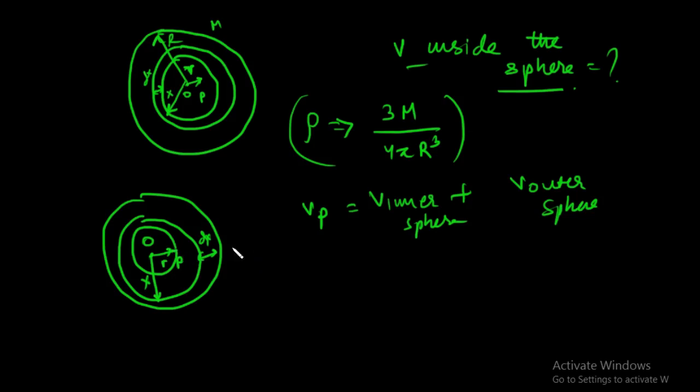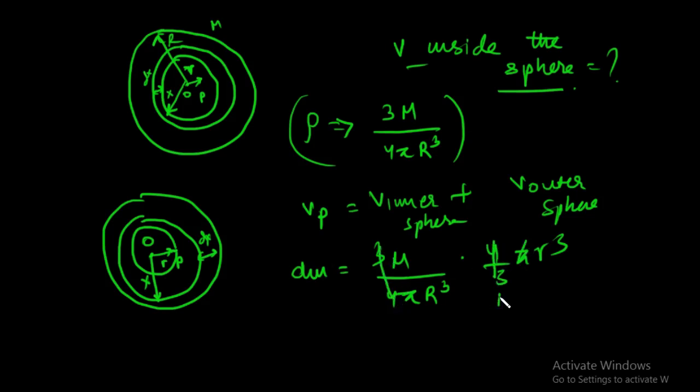First of all, I have to calculate the differential mass of this inner sphere. This inner sphere would amount to M divided by (4/3 π R³) times (4/3 π r³), since this sphere has a radius r and the volume would be 4/3 π r³. So the 4/3 would be cancelled, and we have M r³ by R³. This would be the differential mass due to this.